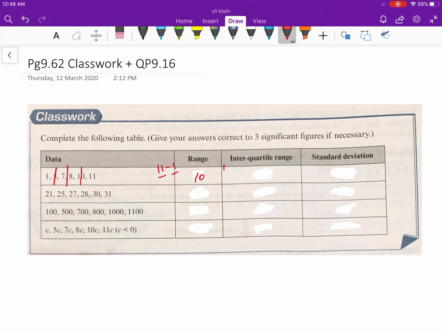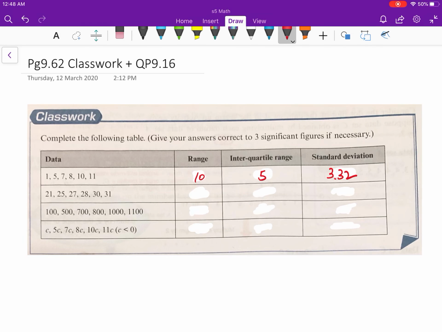Then, okay, how about the IQR? You do something like this, and then 10 and 5. So 10 minus 5, which is 5. Get the answer. And for the SD, you can use the calculator to do that. Okay, and then you can find 3.32.